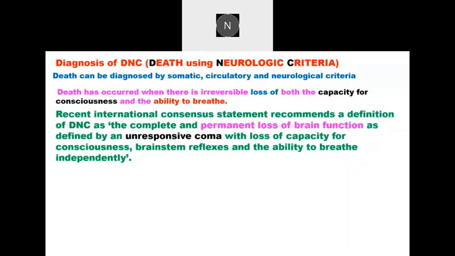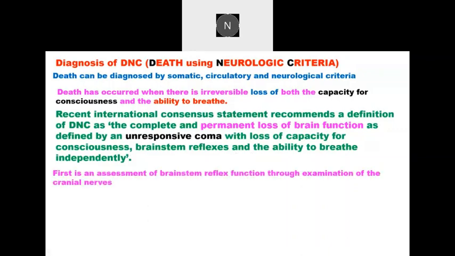And the DNC states that it is a permanent loss of brain function as defined by unresponsive coma with the loss of capacity for consciousness, brainstem reflexes, and the ability to breathe independently. So the first is assessment of brainstem reflex functioning through the examination of the cranial nerves, that is what we do in brain death examination. Second is the apnea test. So you can stop with this to make sure that it is a brain dead patient.